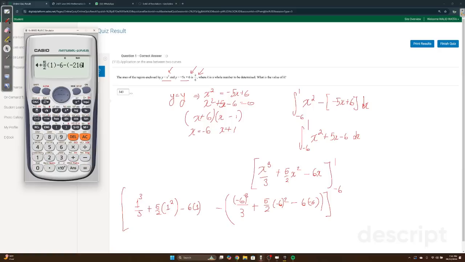Don't make this silly mistake. Minus 6 cubed is just going to be minus 216. I don't want to type it out. Over 3 plus 5 over 2 times minus 6 squared, you all know is 36. Minus 6 times minus 6 is also plus 36. Okay, I'm just moving on here. We equate this and we're going to get minus 343 over 6. And this is the golden step. When you get a negative answer, we take the absolute value of it, which is 343 over 6. So they said it's k over 6, so this k is 343.